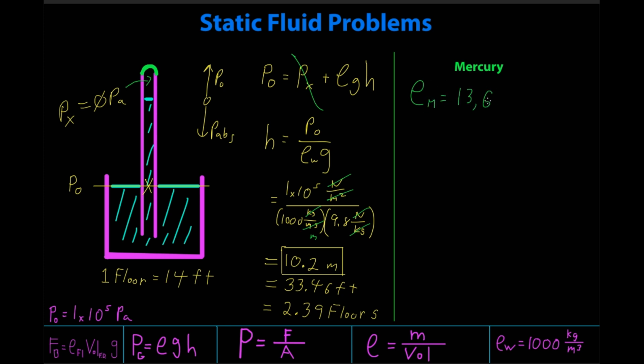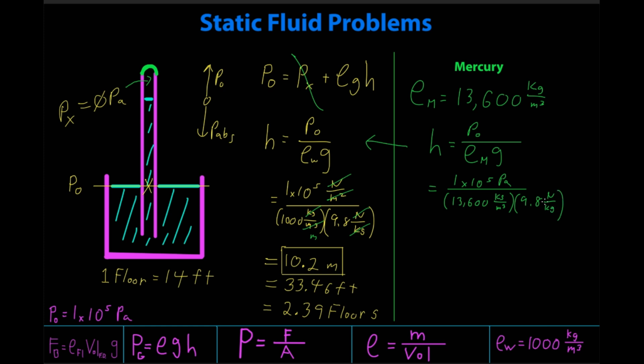Now, mercury has a density of 13,600 kilograms per meter cubed. I'm going to use the exact same formula we had over here, which is atmospheric pressure over the density of mercury times g instead of water this time. 1 times 10 to the 5th pascals, over 13,600 kilograms per meter cubed, times 9.8 meters per second squared. We already did the cancellations over here, and this would come to 0.75 meters, or 2.46 feet, just to give you an idea. So a mercury barometer is something you can have in your room.